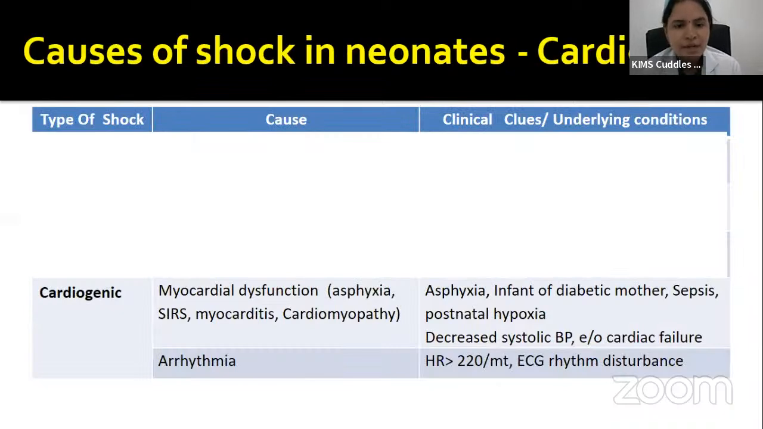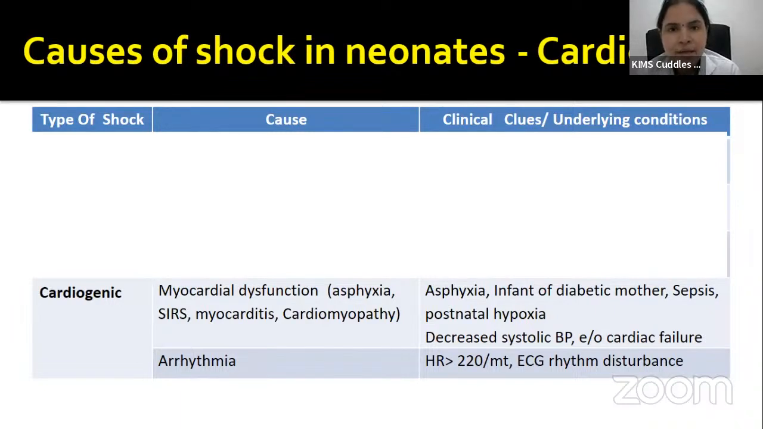This case actually illustrates an example of one of the common varieties of shock that we see in newborns, which is cardiogenic shock. The contributing factors for cardiogenic shock include severe myocardial dysfunction in the form of asphyxia, sepsis leading to systemic inflammatory response syndrome, myocarditis which can follow viral infections such as Coxsackie, adenovirus, echovirus, and cardiomyopathy which can be congenitally acquired, due to various genetic mutations, so congenital dilated cardiomyopathy and congenital hypertrophic cardiomyopathy.